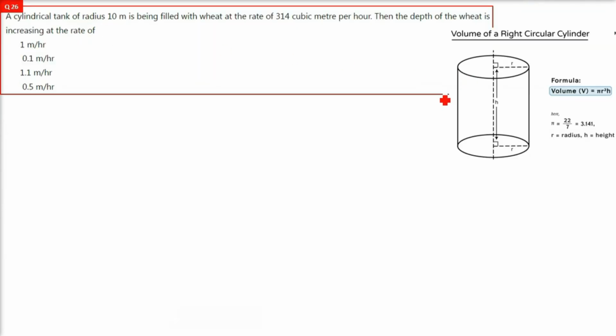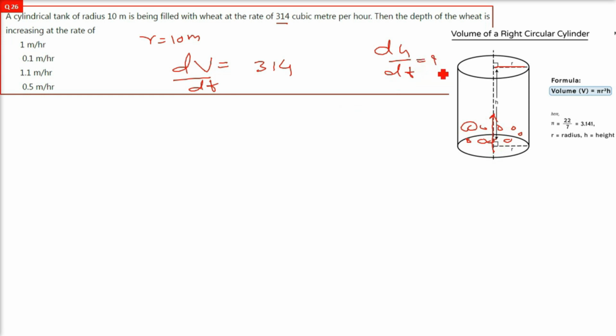A cylindrical tank of radius 10 meter is being filled with wheat at the rate of 314 cubic meter per hour. So wheat is being poured in a cylindrical tank, the radius is fixed, and everything else is fixed. But as we put the grain or the wheat, the height of the grain increases. That height has to be computed. The rate of increment of that height has to be computed. The radius is 10 meter. The rate of change of volume dV/dt is also 314. dh/dt is the quantity which we have to calculate. These are the grains I am showing. They are increasing, so the height is increasing.